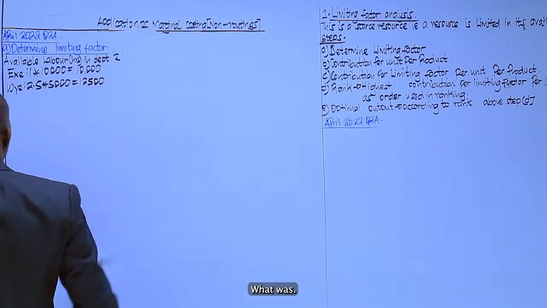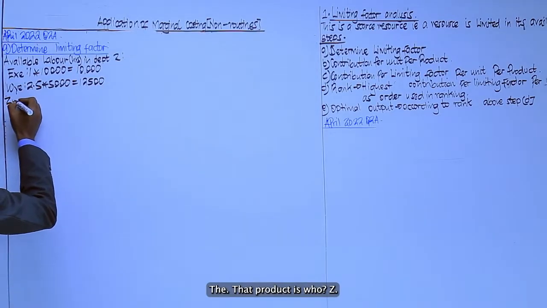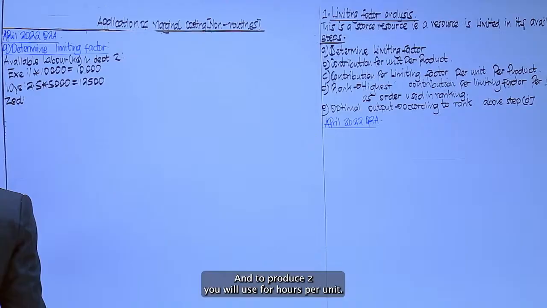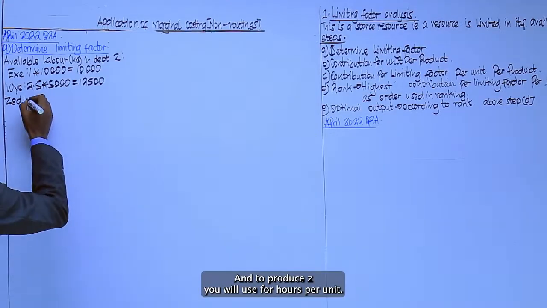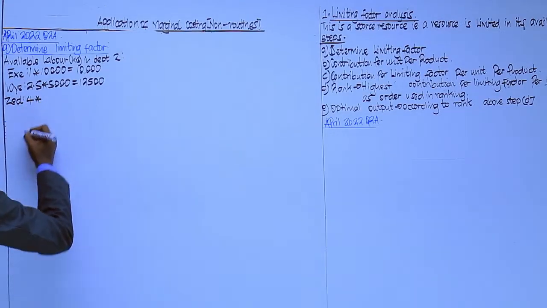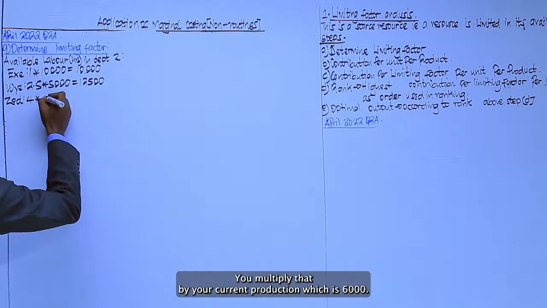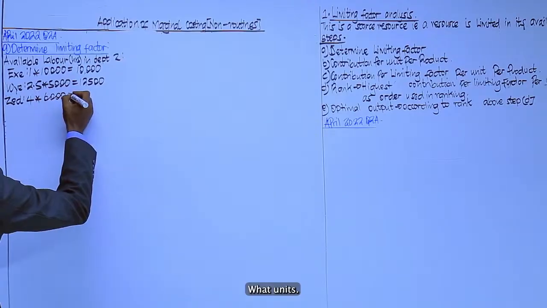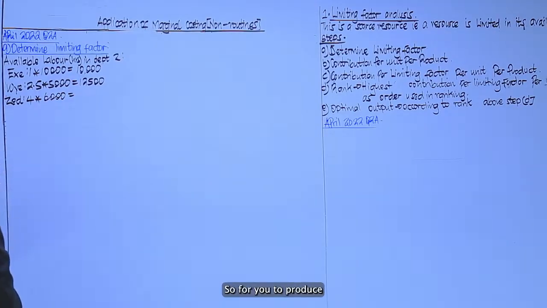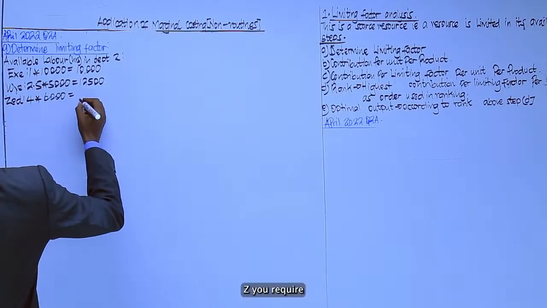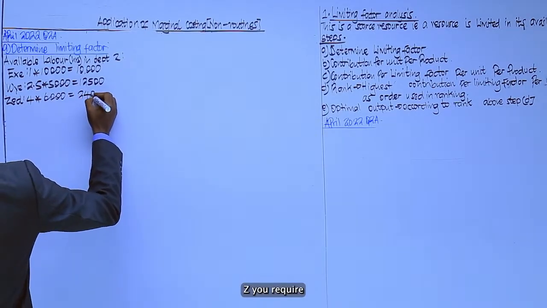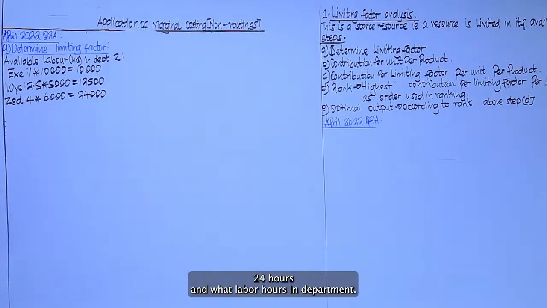12,500 hours. The third product is Z. And to produce Z, you will use 4 hours per unit. You multiply that by your current production, which is 6,000 units. So for you to produce Z, you require 24,000 labor hours in department 2.